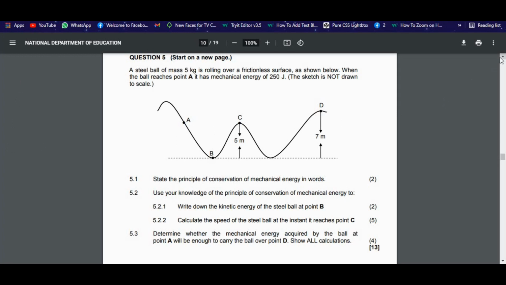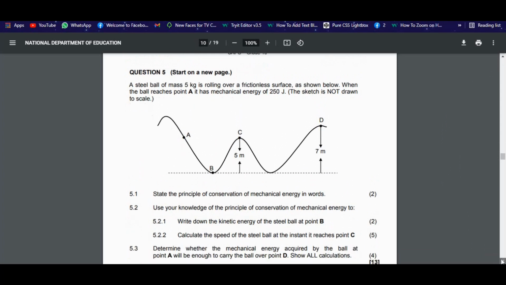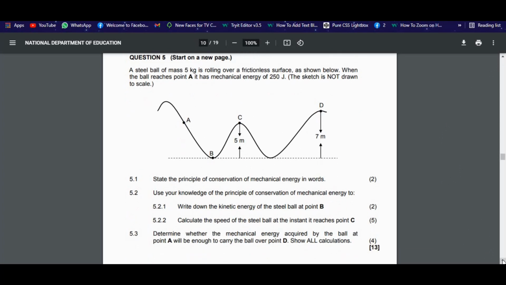So just for the purpose of the recording, we are taking the grade 10 DBE November paper, and we're looking at the energy question in the paper, which is question 5, and it's for 13 marks. Very nice question. A steel ball of mass 5 kgs is rolling over a frictionless surface, as shown below. When the ball reaches point A, it has mechanical energy of 250 joules. And the sketch is not drawn to scale.